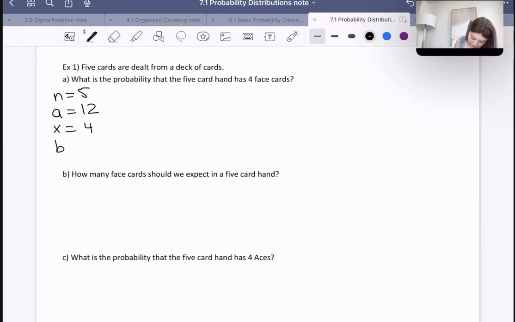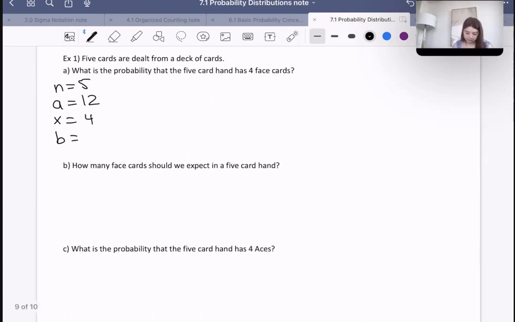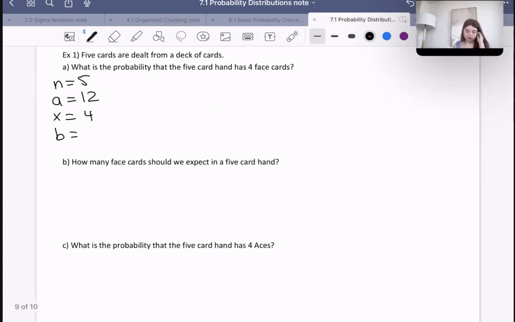And then B is the possible failure. So how many cards are not face cards? Well, we know there's 52 cards total in our deck, right? And 12 of them are face cards. So that means 40 of them are non-face cards. So there's 40 failures, 40 non-face cards.